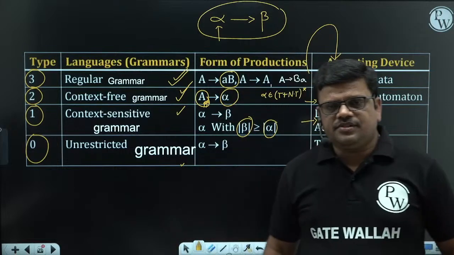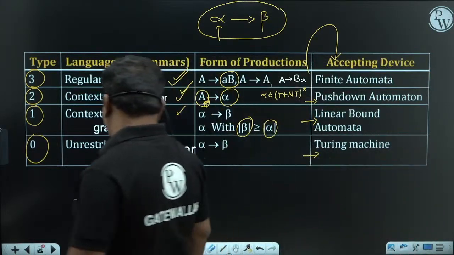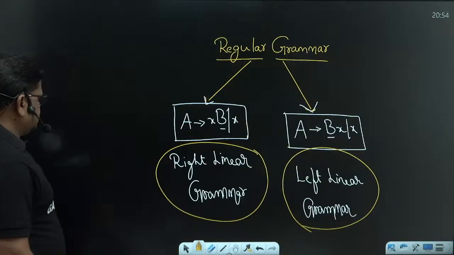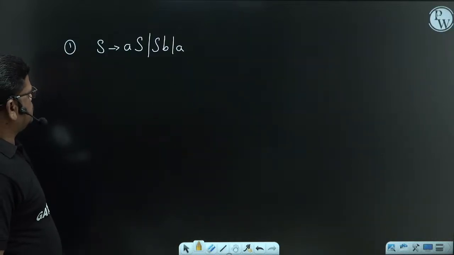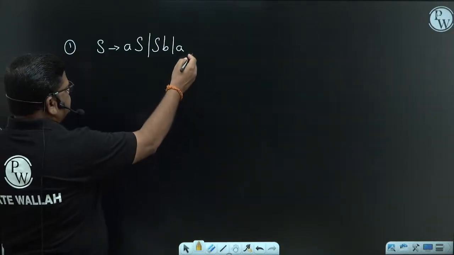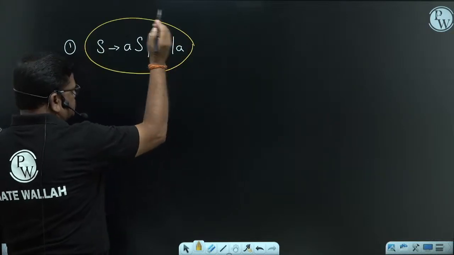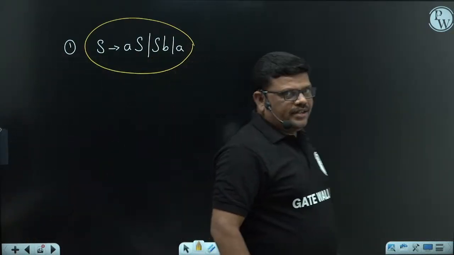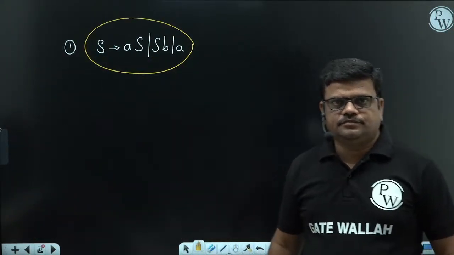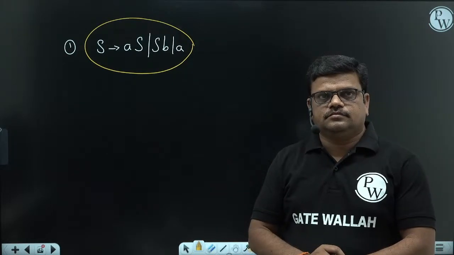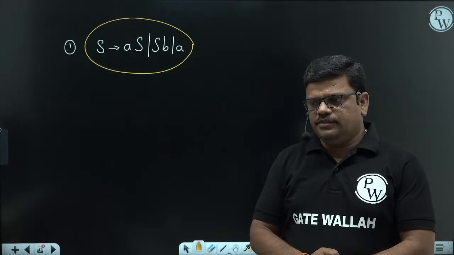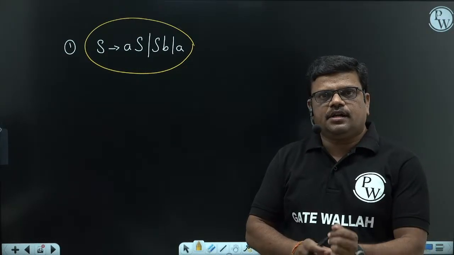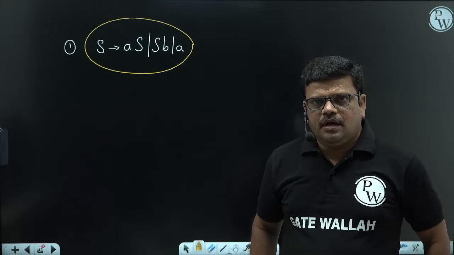Right. Now let us try to analyze some of the grammars here. This is one of the grammars. What is the name of this grammar? What name can you give to this grammar? Is it regular grammar, context free grammar, context sensitive grammar, or unrestricted grammar?